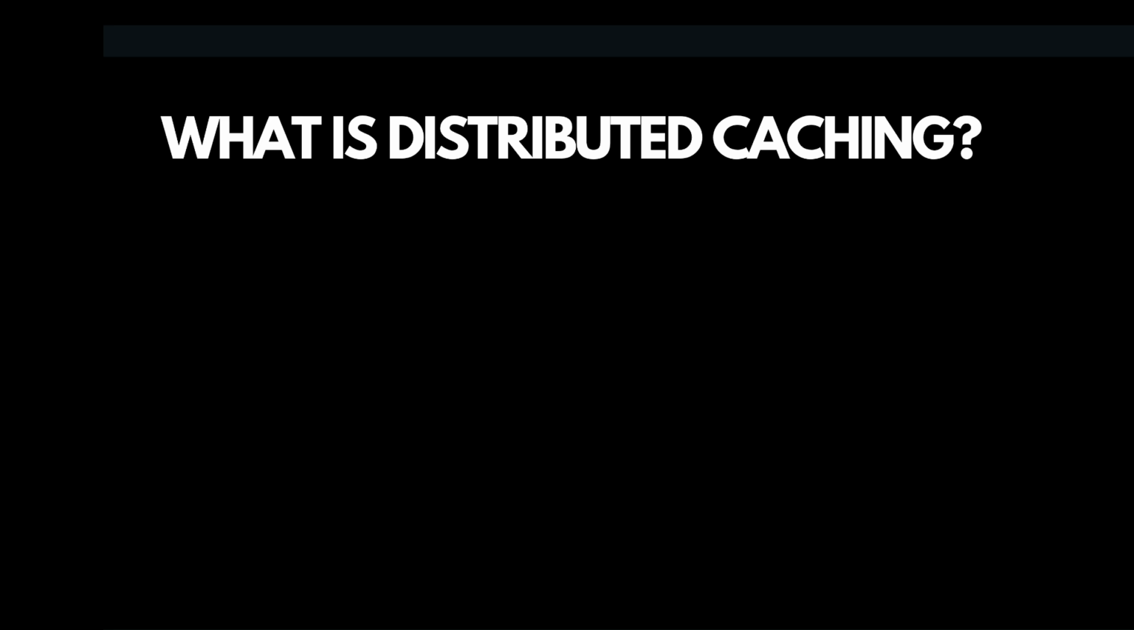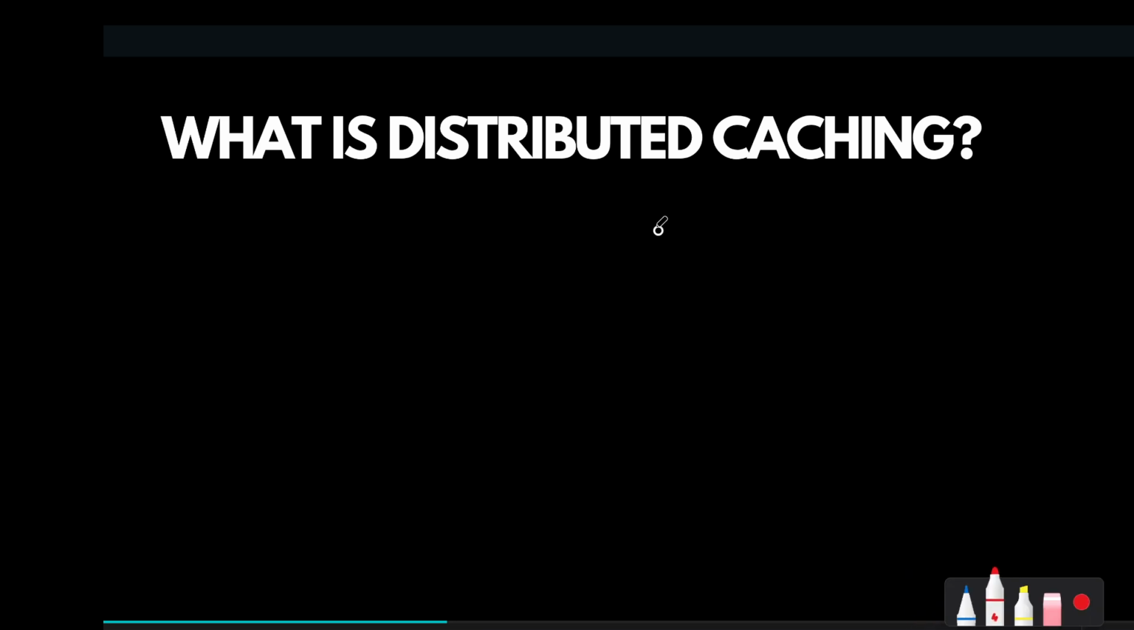At its core, distributed caching is a system where cached data is spread across multiple network instances rather than residing on a single machine or within a single application's memory. Instead of one cache holding all the data, you have a cluster of cache nodes, each holding a portion of the total cache dataset.